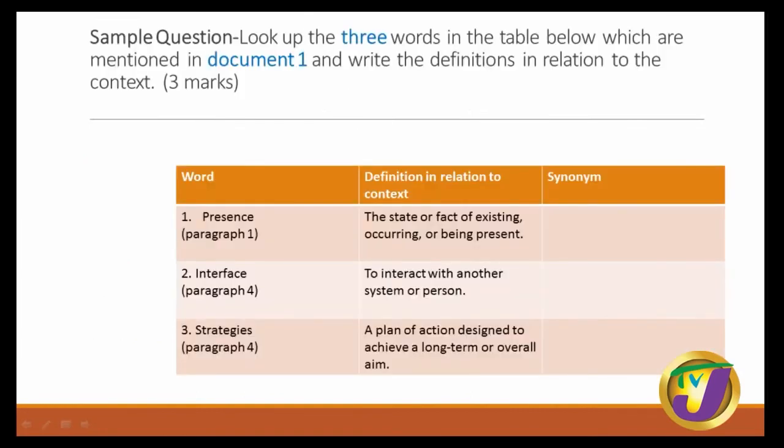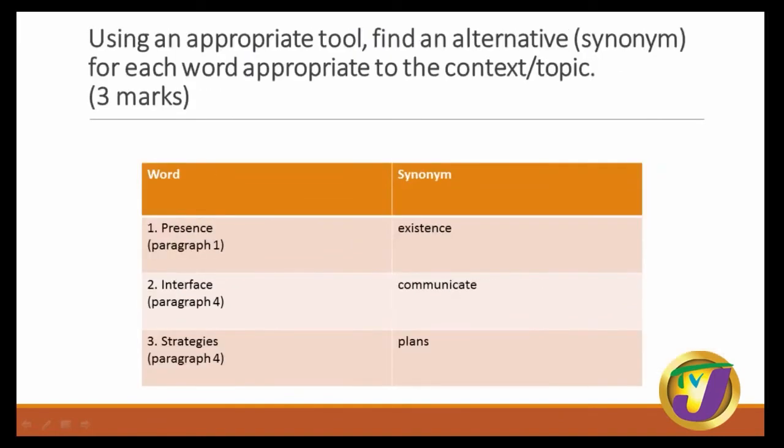Now, this sample question says you're to look up 3 words in the table below which are mentioned in document 1 and write the definitions in relation to the context. Remember, words have multiple meanings, so you always have to look at how the words are used in context in order for you to come up with the correct definition. So in this particular case, presence means the state or fact of existing, occurring, or being present. Interface means to interact with another system or person, and strategies mean a plan of action designed to achieve a long-term or overall aim. Now, the synonyms that you can choose, a synonym to replace presence could be existence. For interface, we can use communicate, and for strategies, we can use plans. Remember, this is where the thesaurus comes in, so make sure that you have your dictionary and your thesaurus for your exam.